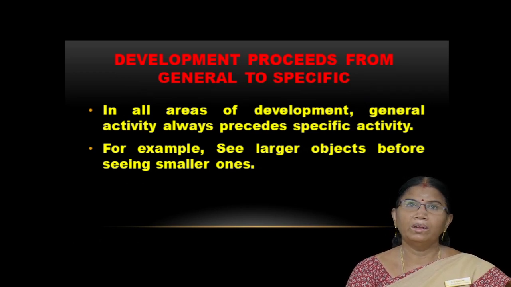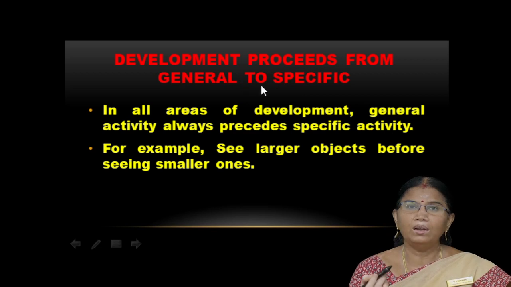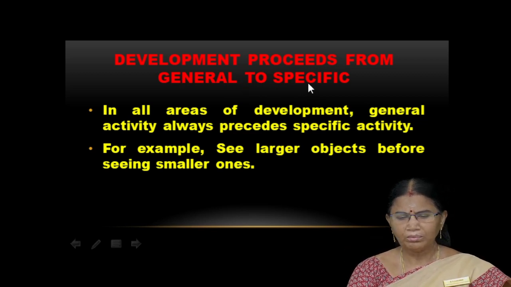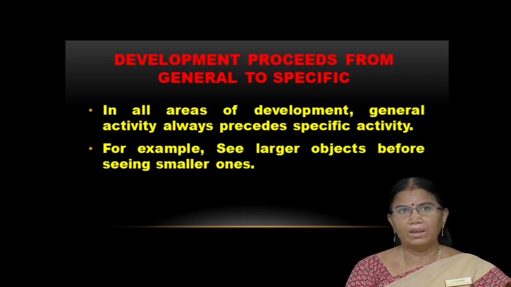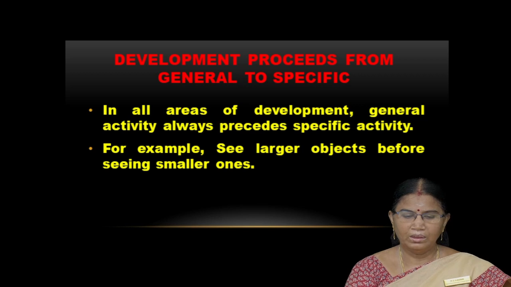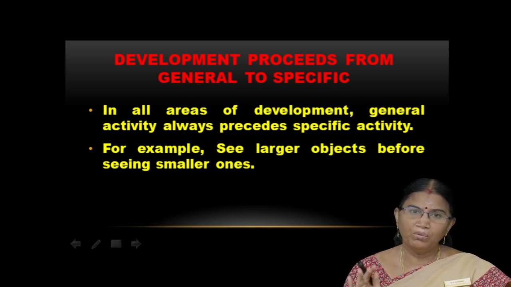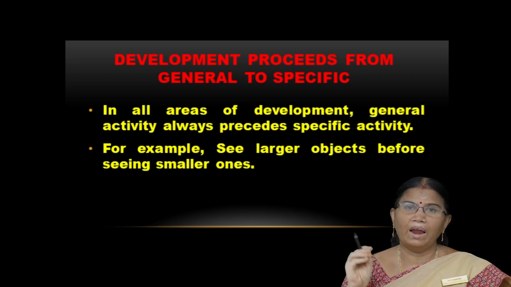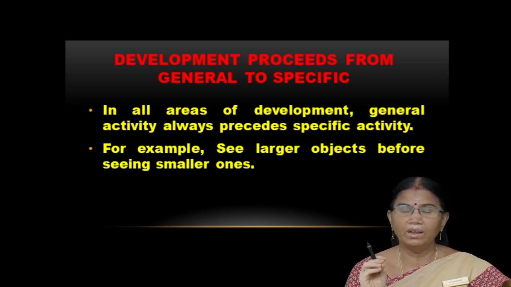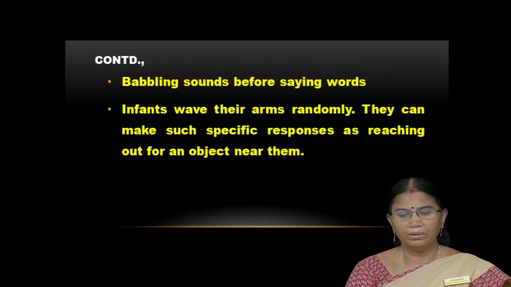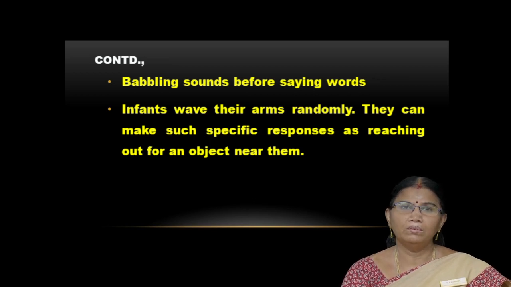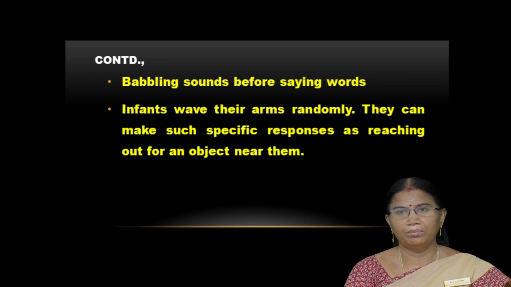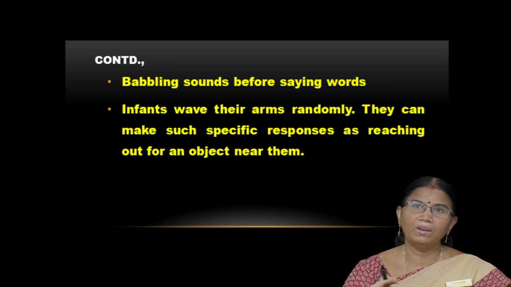Another aspect of growth and development is that it proceeds from general to specific. General to specific. General activity happens first, then only specific activity. For example, when you show anything to the child, it sees the larger objects first before seeing the smaller ones. When does the child see the smaller ones? When the child's age advances and maturity is attained, then only the child may see the smaller ones. Not only that, in the same way, babbling sounds come before saying words. Before the child matures, first the child waves its hands randomly, then only specifically the child says bye.